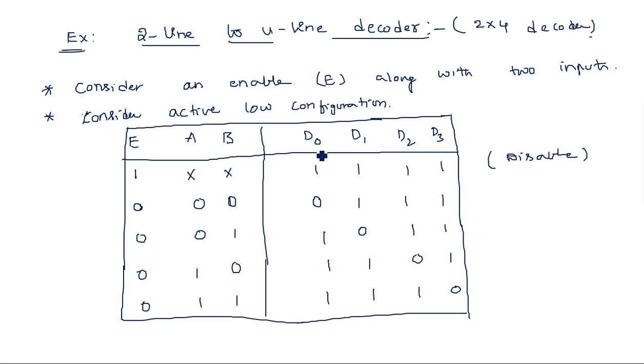Okay, so how to write the expression for D naught here? D naught is activated when A is equal to 0, B is equal to 0 and E is also equal to 0. That means all three are in complemented form. So D naught is equal to E bar, A bar, B bar. And D1 is nothing but E bar, A bar, B. All these are in active low mode, so that's why all should be implemented with NAND gates.